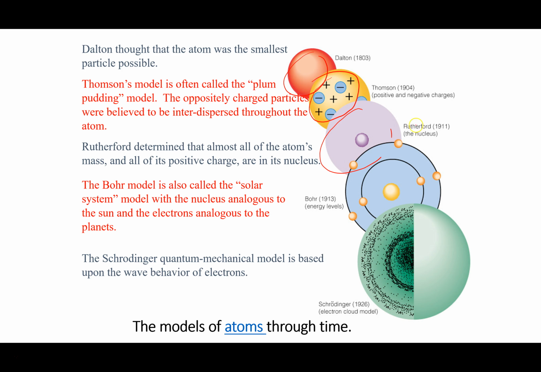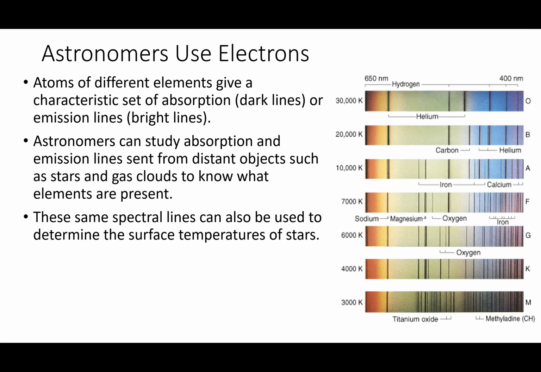And then this one with Rutherford, this is where we have the nucleus with the protons and the neutrons and the electron cloud outside. Bohr said the electrons have energy levels. Electrons can be at a lower level or a higher level. Then Schrodinger picked up where Bohr left off and said that, because of Heisenberg's uncertainty principle, we can't really know where the electrons are. They're in a cloud like that.